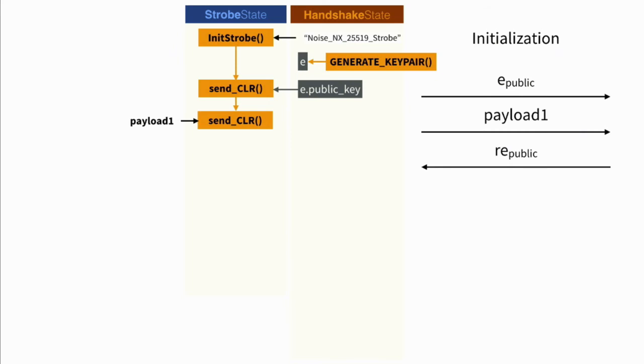All right, the server's turn. We receive a public key that we store using the receive clear function, right? We receive it in clear. Makes sense.